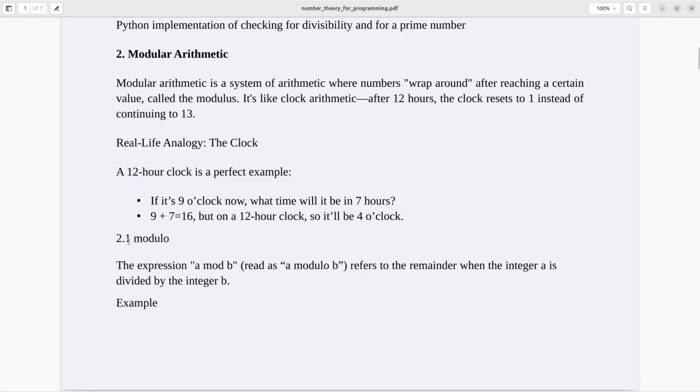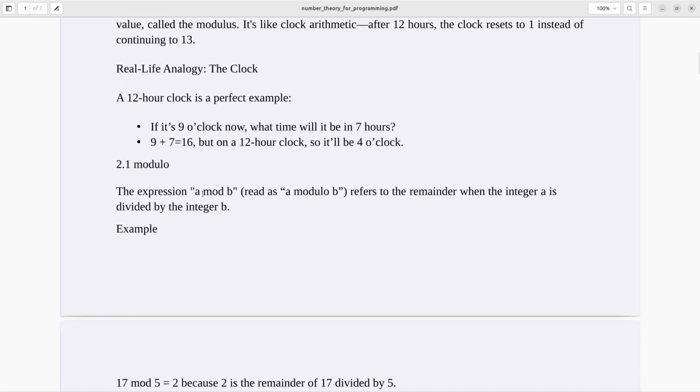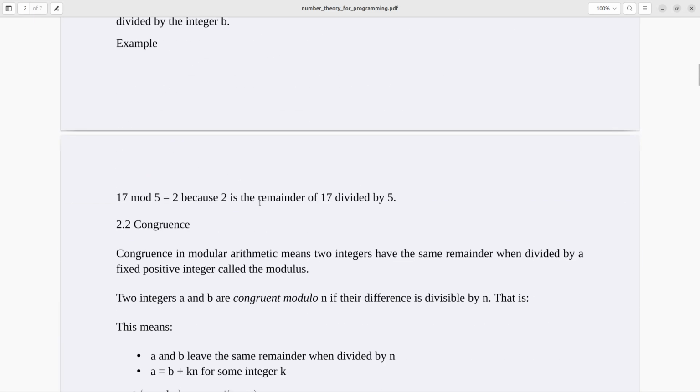So let us talk about the meaning of the word modulo. Modulo here means the operation to find the remainder. So a mod b is read as a modulo b, and it just refers to the remainder when integer a is divided by the integer b, okay? So the remainder of a divided by b is specified by the word modulo, okay? So let us see this example. 17 modulo 5 is 2, because 2 is the remainder when we divide 17 by 5, okay?